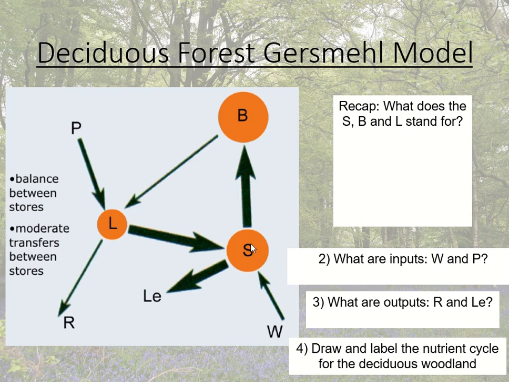Okay, so the S stands for the soil, you're all shouting out. The B stands for the biomass, and the L stands for the litter. And what you can see is that all three actually are quite balanced. They're fairly similar sized. The soil is quite large because we've got quite thick soil in the deciduous forest biome.